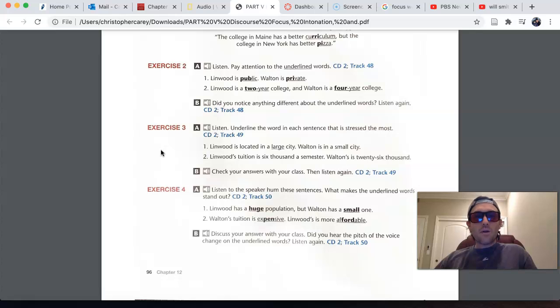All right, let's compare your responses. Again, you're underlining the word in each sentence that is stressed the most. Linwood is located in a large city. Walton is in a small city. Small is the focus word for that sentence.